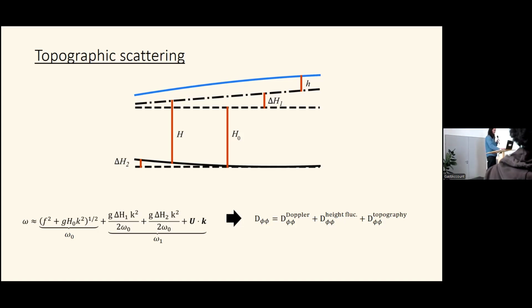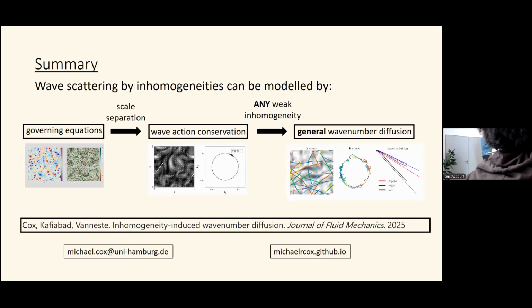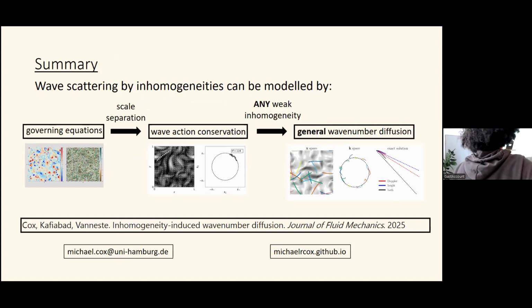And I'll leave you with a summary. You start with your Doppler equations, and then you invoke scale separation between your waves and your inhomogeneities. This gives you wave action conservation. And then for any weak inhomogeneity, which is the novelty of this talk, you can get a general wave diffusion. That's summarized in this paper below.